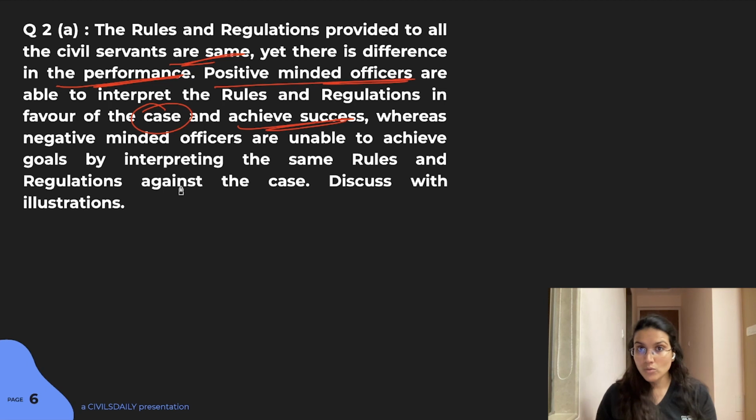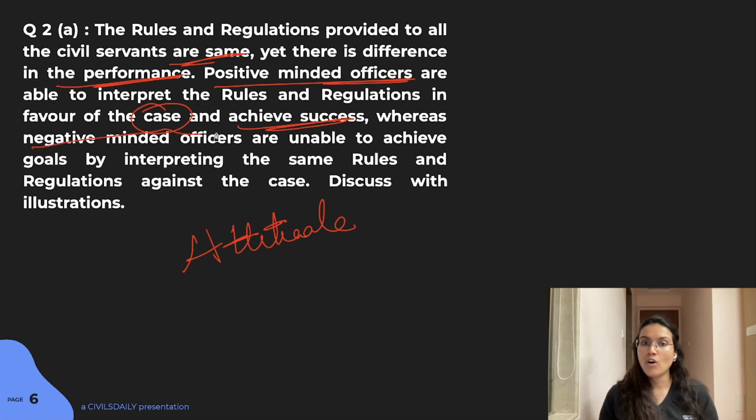They do follow rules and regulations, but again having the right attitude. So you had to catch the word here, which is attitude, right? This question is actually revolving around positive minded attitude officers and negative minded attitude officers. In a way, it is catching that particular element.